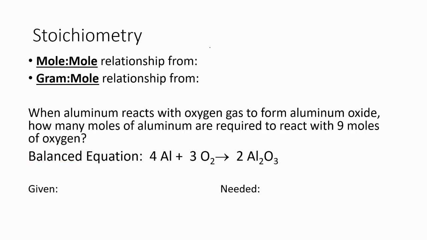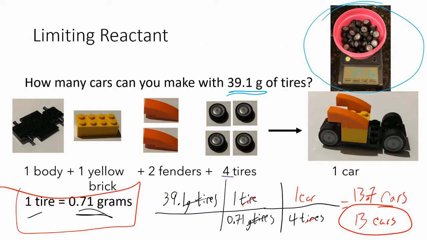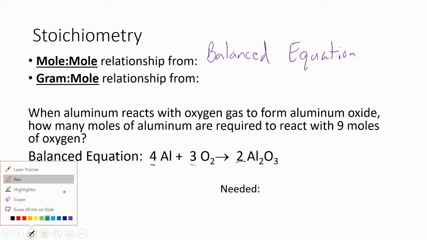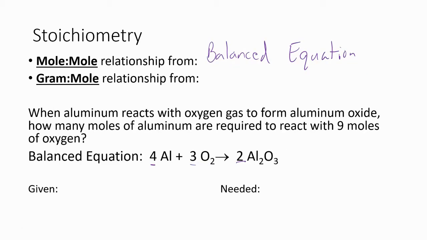And the balanced equation is telling you, just like with the cars, right? Just like here, that you needed four tires for one car. Here, it's telling you you need four aluminums for two aluminum oxides or three oxygens for two aluminum oxides. So that's what the balanced equation tells us. Grams to moles, you should remember this from my song before, that comes from the periodic table. All right, so the periodic table turns grams into moles, and the periodic table turns moles into grams.